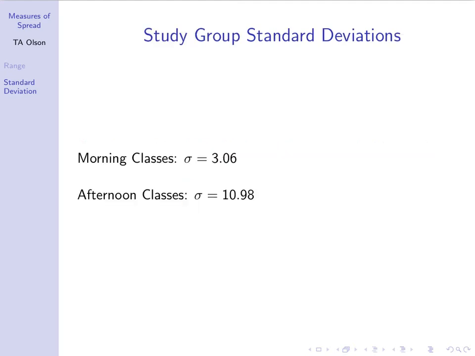If you follow through the process with our morning class and afternoon class information, we get that the standard deviation for the morning class is 3.06. The standard deviation for the afternoon class is 10.98. These are standard calculations that show up if you use a statistical analysis on your calculator or in SPSS. This is simply part of our descriptive statistics.